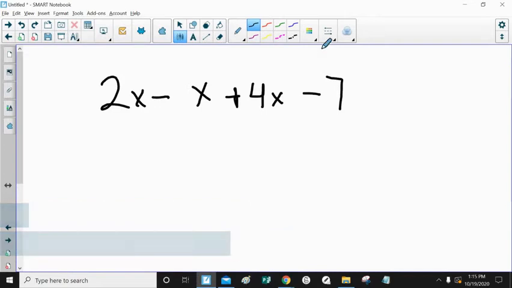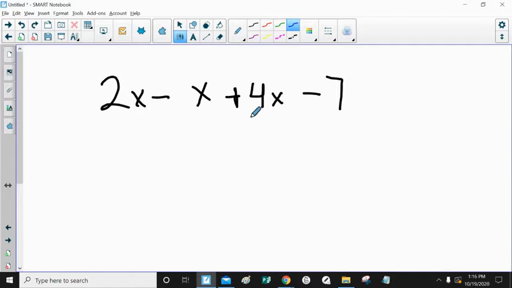We're going to start talking about equations and expressions, about simplifying our expressions and solving for variables. Before we get into that, I want to talk to you about the parts of an expression or an equation. All of these pieces of the expression are called terms: 2x, negative x, 4x, negative 7. These are all terms. The x's represent your variables.